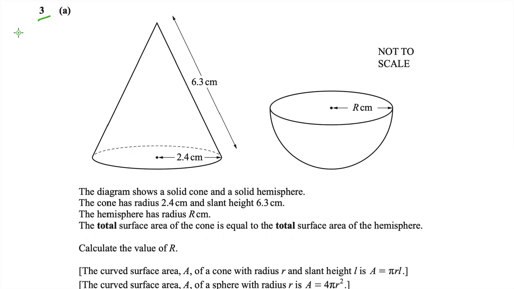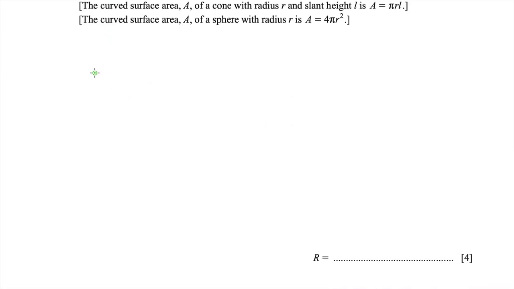So let us start. The diagram shows a solid cone and a solid hemisphere. The cone has a radius 2.4 centimeters and a slant height 6.3 centimeters. The hemisphere has radius r centimeters. The total surface area of the cone is equal to the total surface area of the hemisphere. So calculate the value of r.